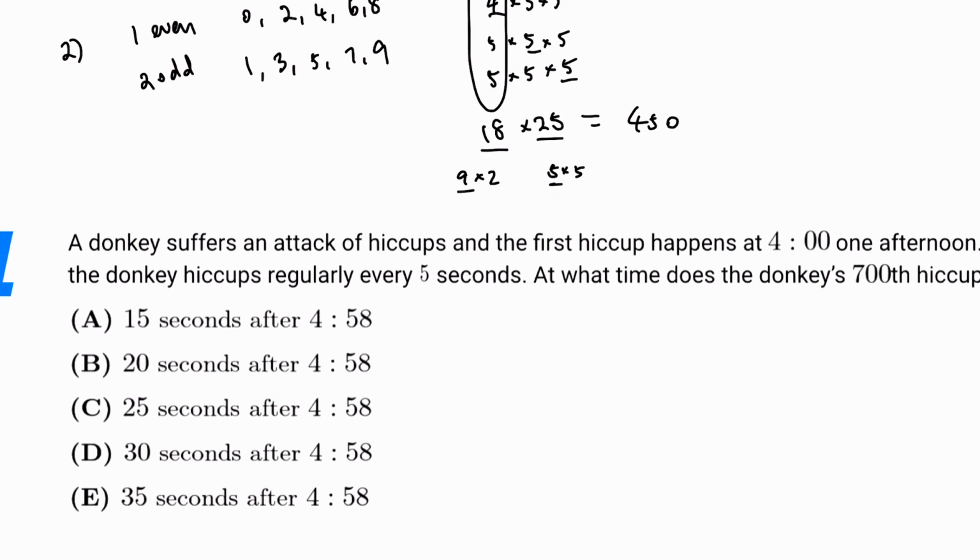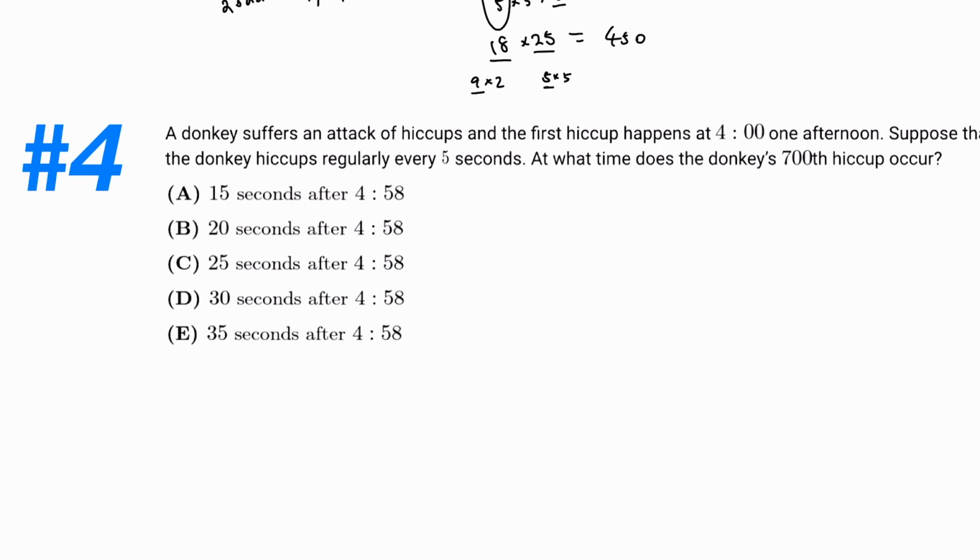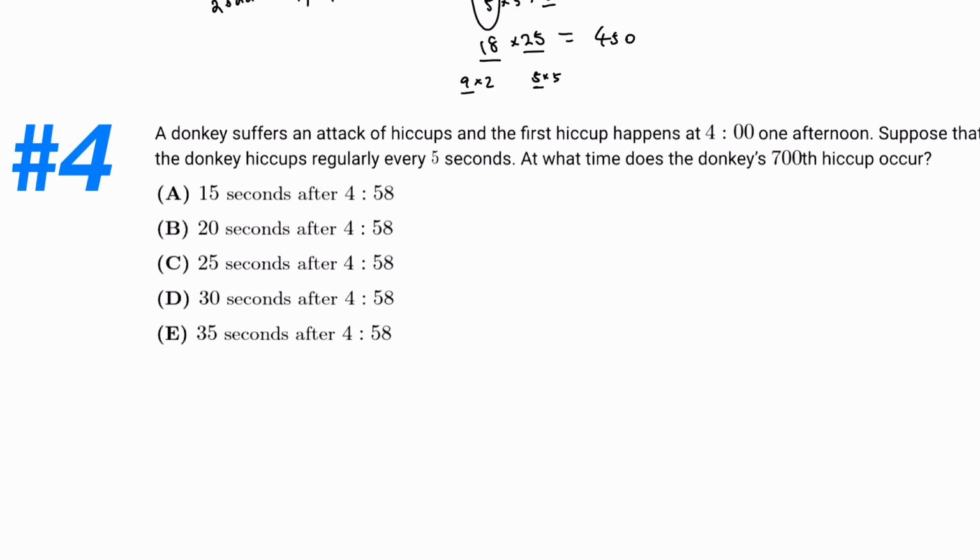All right, number 4. It says, a donkey suffers an attack of hiccups. The first hiccup happens at 4 one afternoon. Suppose that the donkey hiccups regularly every 5 seconds. At what time does the donkey's 700th hiccup occur? Okay, let's think about this. So we have 4 o'clock, right? And we want to add 5 seconds afterwards every single time until the 700th hiccup. Okay, let's think.